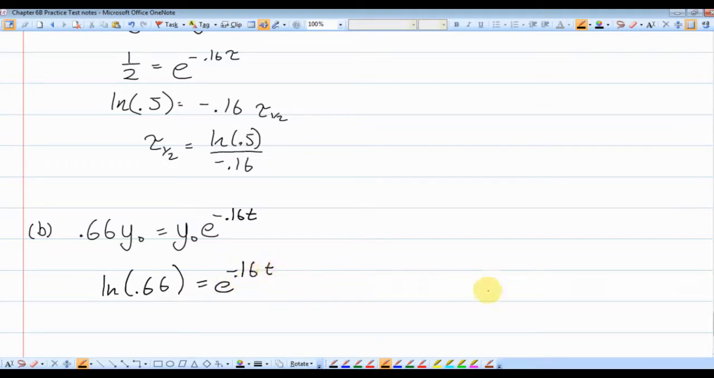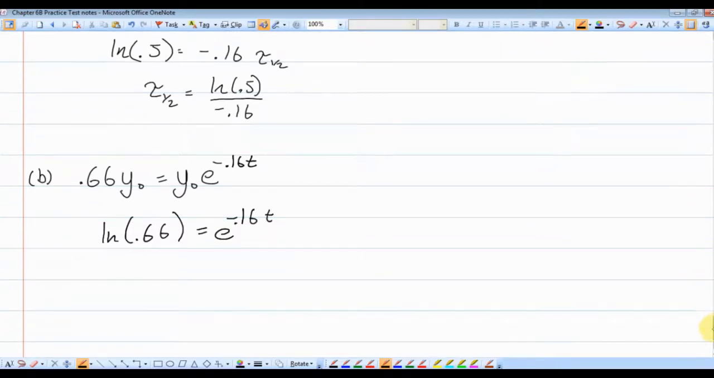That's a t, not a tau. If we found the natural log, why do we still have to do that? Oh, the e should be dropped. Yeah, you're right. Negative 0.16 t.